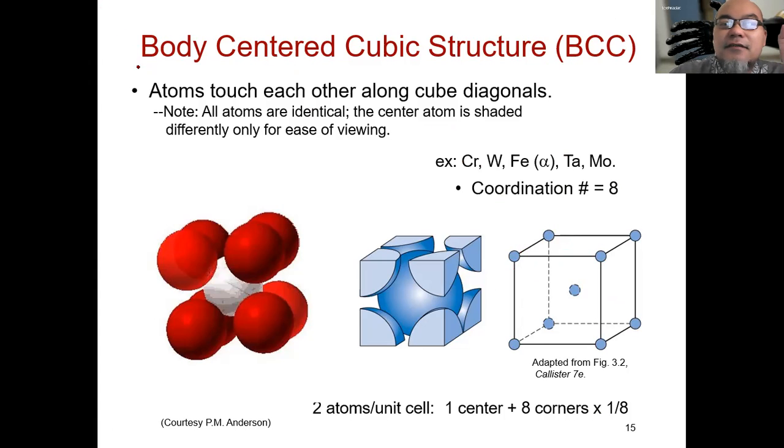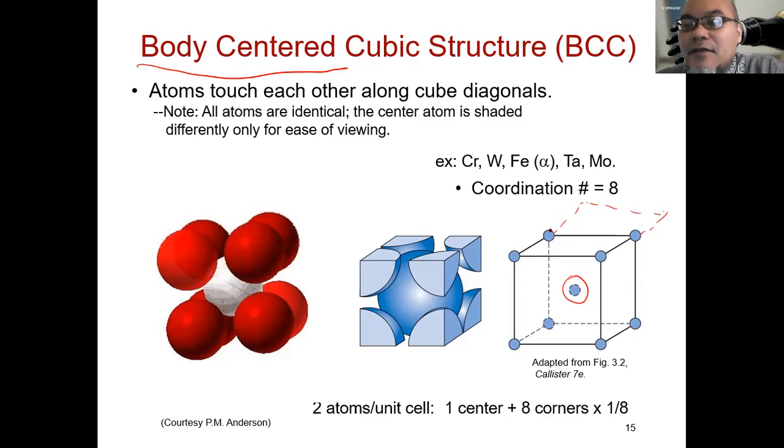That's why it is called the body-centered cubic structure. There is an atom also here at the center. So here, how many atoms per unit cell? We remember that each of the atoms here in the corner is shared by the other 8 neighboring unit cells, right? Not only to the side here, but also to the one above it. So this is shared by 8.